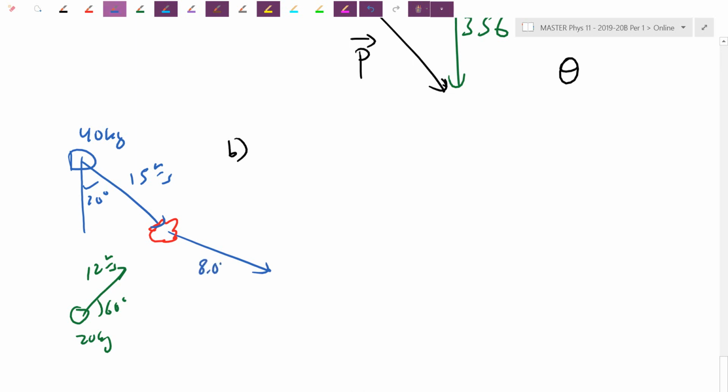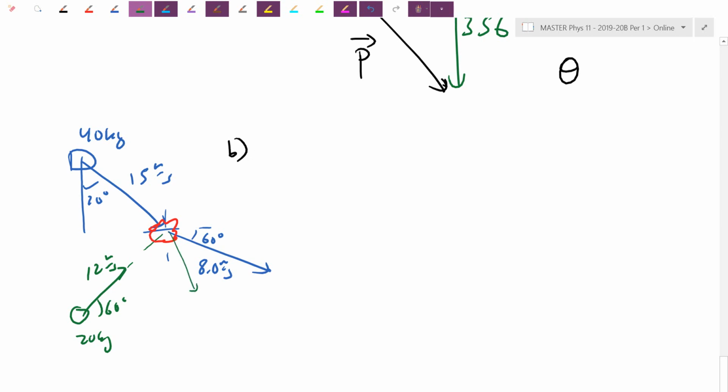Let's say he goes off at 8 meters per second, and he has a slight angle of, let's make that 60 degrees, right? So what's happening here is these two skaters are skating for the puck. They're going to collide together. I know momentum is going to be conserved, but the question here is, if the first skater ends up bouncing off of that trajectory, where's the other skater going to go?